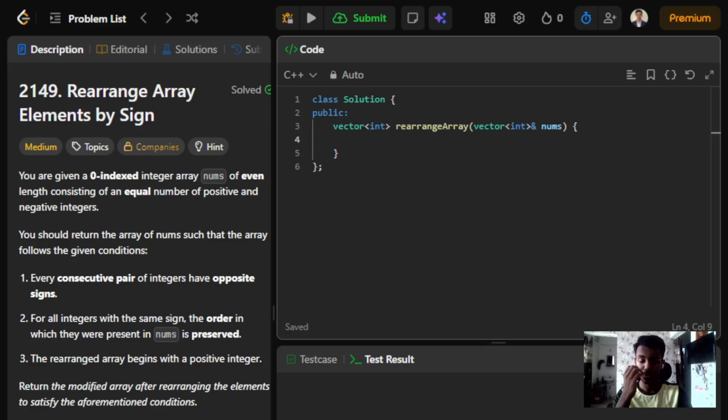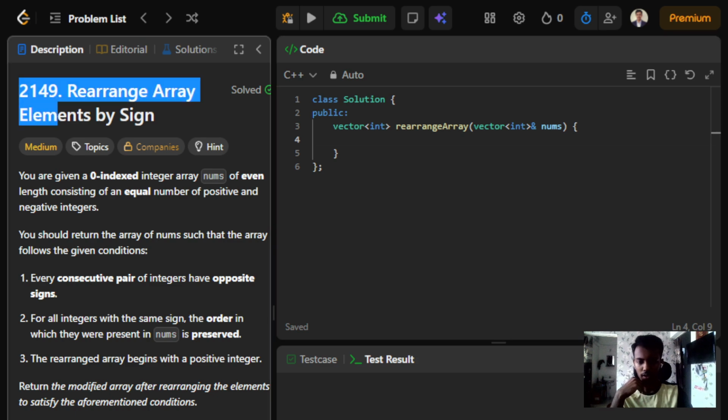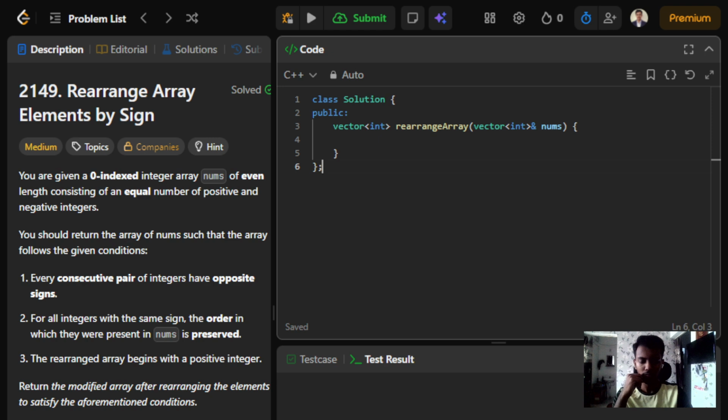Alright guys, so let's start with another question of my LeetCode problem solving series. Today we are going to solve question number 2149, Rearrange Array Elements by Sign.